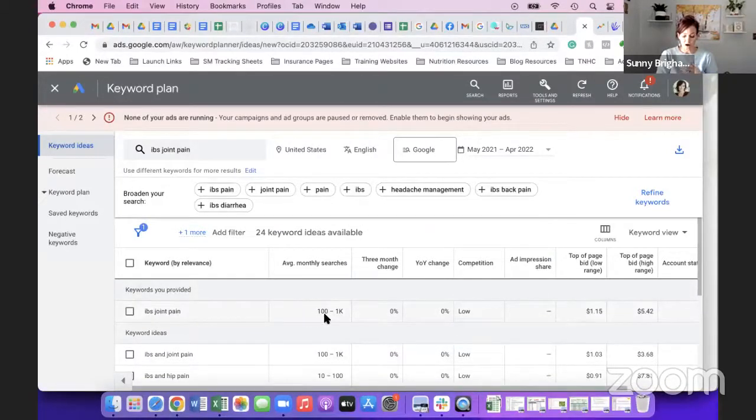So there are on average between 100 and 1,000 searches per month with a low competition. So these are kind of the three things that you want to pay attention to: the keyword, the monthly searches, the competition. This over here is if you were going to run ads. We're not running ads. So this is really important. I like to focus on competition, low and medium.